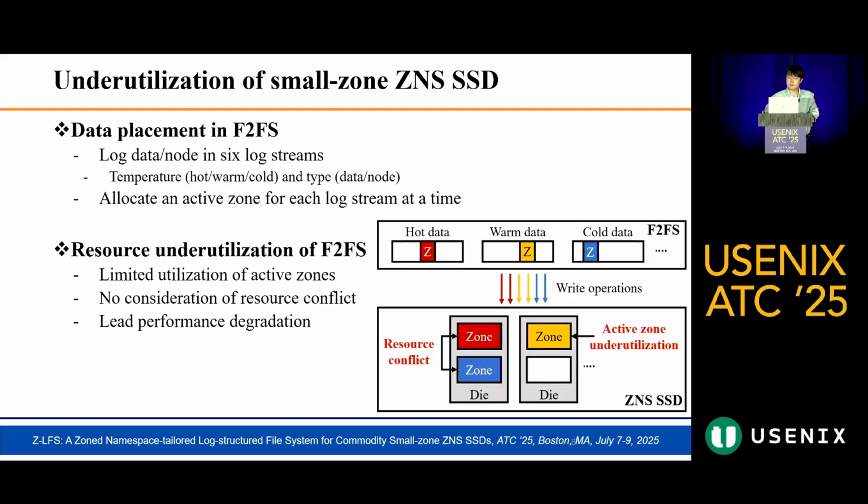However, the data placement strategy in F2FS does not consider these aspects. F2FS logs data and nodes in 6 log streams and allocates only one active zone per log stream at a time. This approach reduces active zone utilization. Furthermore, it is unaware of the fine-grained mapping of small zones. As a result, it may select zones that share the same internal resources, leading to resource conflicts. Consequently, internal resources are underutilized and the performance of F2FS is degraded.